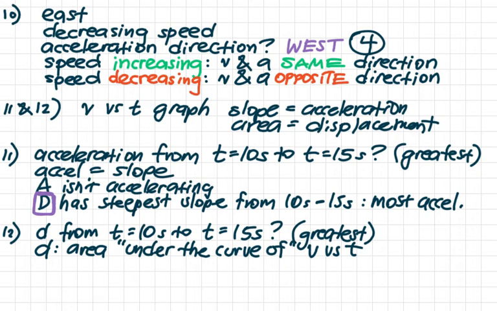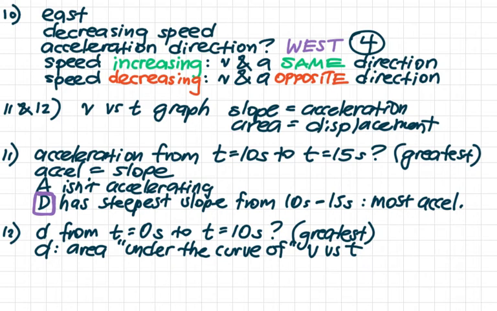And then they said specifically, oh, that says from 0 to 10, not 10 to 15. Let me fix that. So from 0 to 10 seconds, it doesn't matter. A still winds up having the most distance because it has the most area under the curve. So its high speed from the get-go did actually send it the farthest.